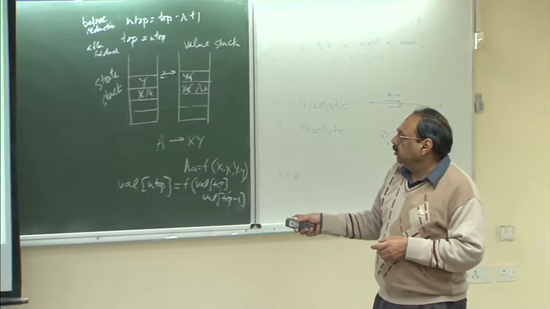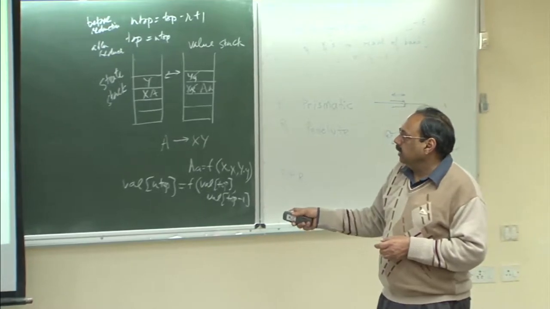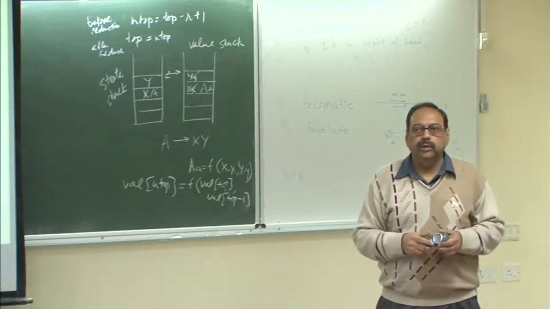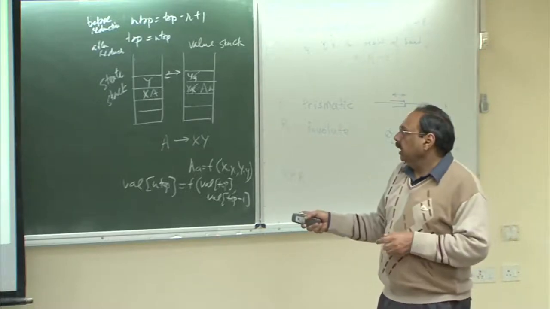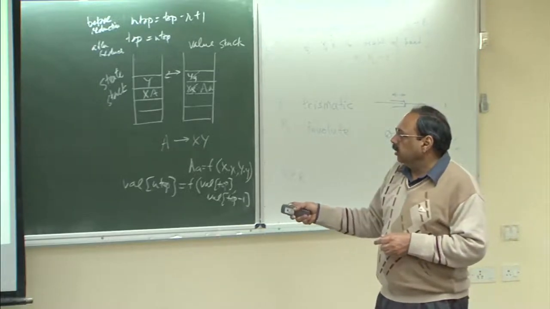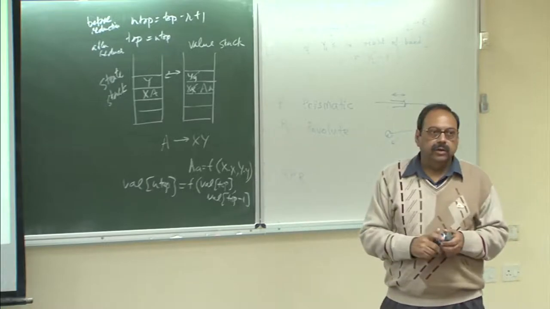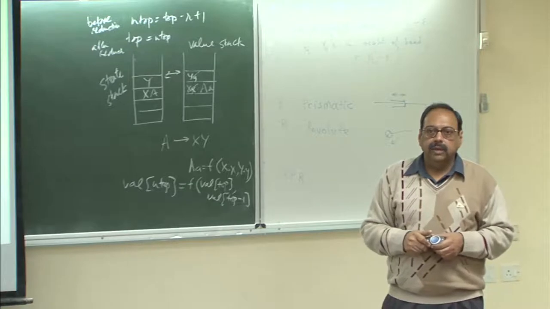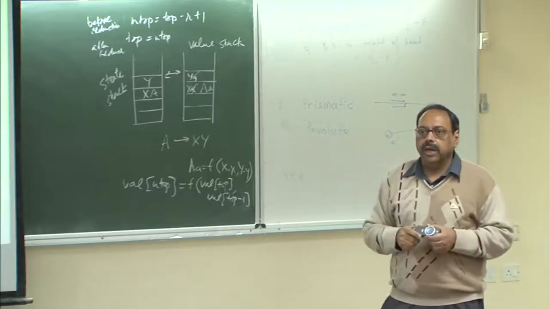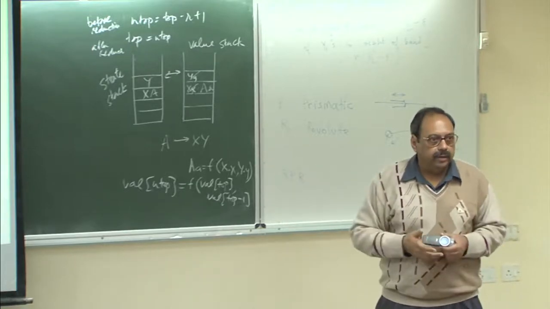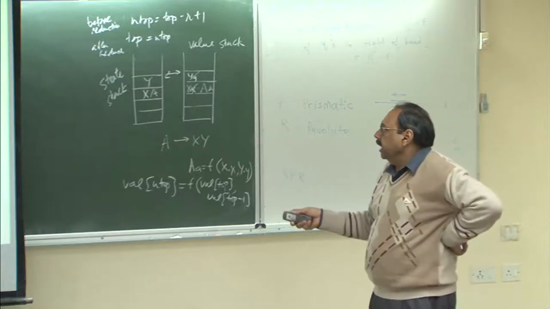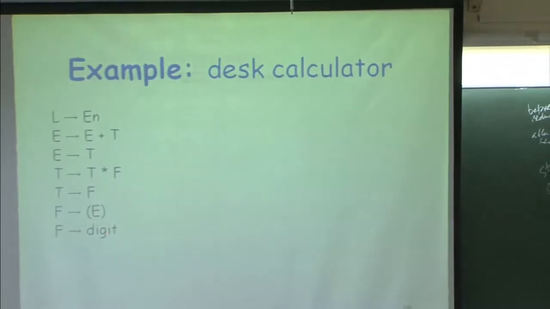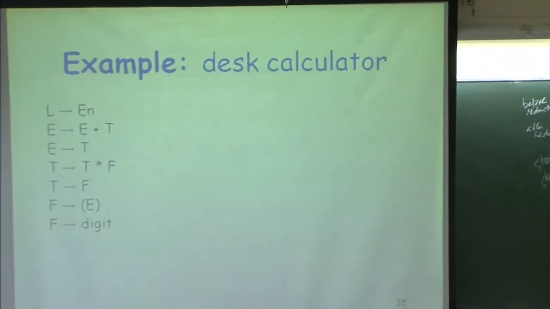You have already seen this example of the desk calculator, that when I do reduction by this rule, I want to have the value of the expression. That means when I do this reduction, what will be at the top of the stack? Top of stack will contain L. Everything has been reduced to the start symbol, and therefore the value stack corresponding to that must have the value of L. So what kind of action rules will I write here? What about this? When I say F is assigned digit.